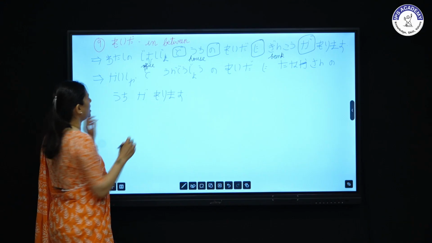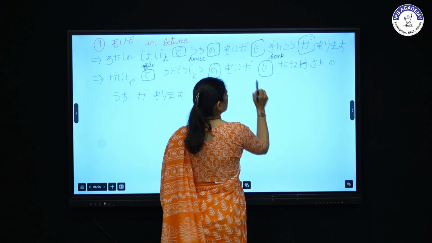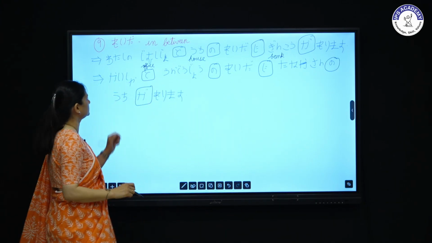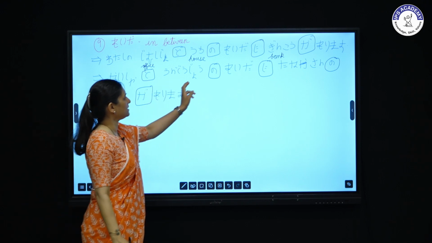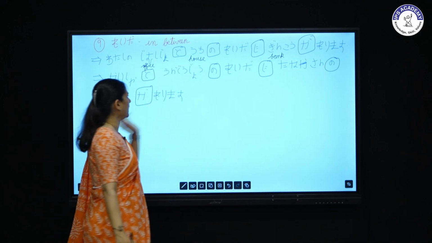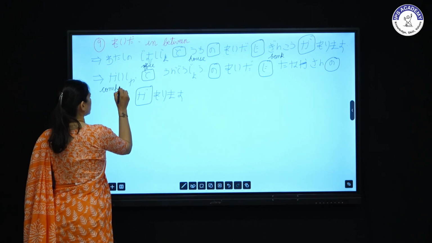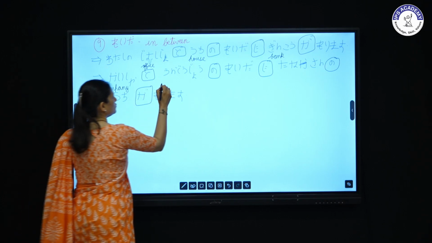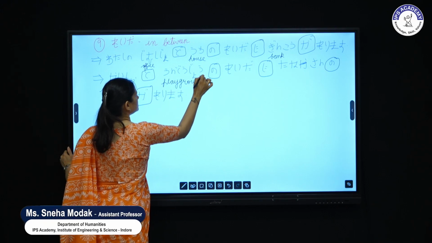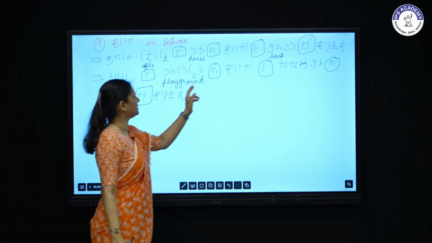Next is Kaisha to undou-jo no aida ni Tanaka-san no uchi ga arimasu. Between the company and the playground there is Tanaka-san's house. We are joining two nouns. Kaisha means company. Undou-jo is playground. So we are joining both the nouns by using to particle. Between the company and the playground.